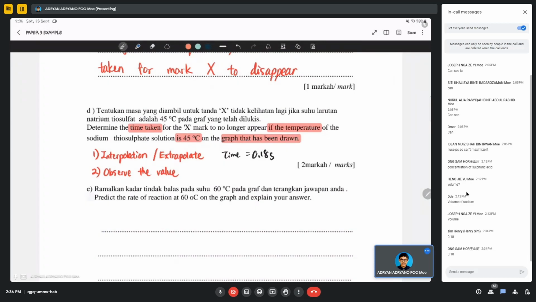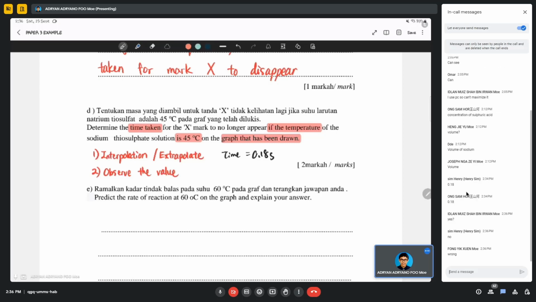You just say that if you think it is correct, then you write correct. If you think wrong, then you write wrong. Only one person answered. Okay, wrong. Same. No, the graph is per second.